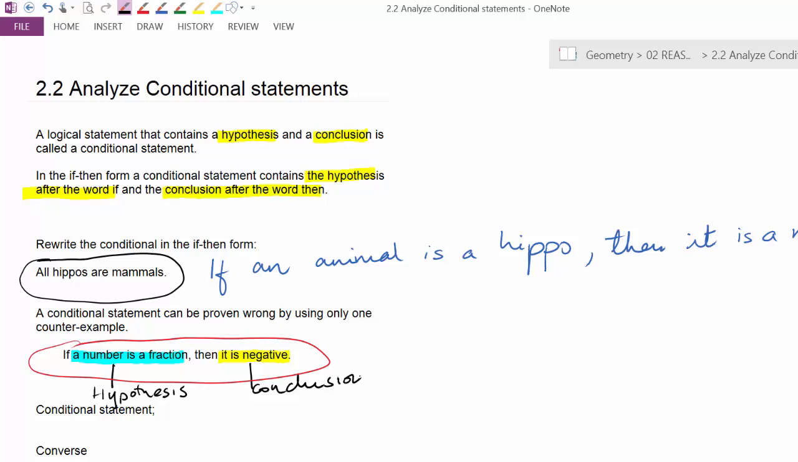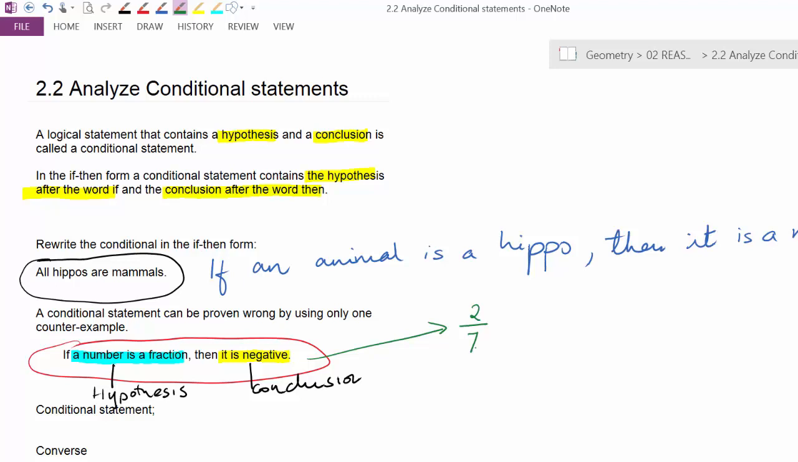So the question for us is, is this conditional statement true or false? Well, it's hard to take 5 million cases and try to prove it true. So can we find a counterexample to prove it false? I am going to pick a fraction, any fraction. So let's pick the fraction 2 over 7. Now 2 over 7 is a fraction, but it certainly doesn't have to be negative.